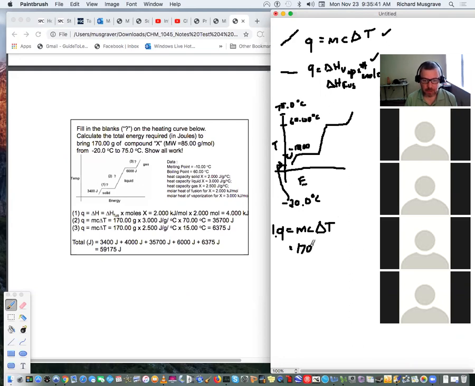The mass we're given in the problem, 170.00 grams. The C here, well, you look at the phase, and what we're looking at here is the heat capacity of solid X, which is 2.000 joules per gram per degree Celsius. And then we're looking at the temperature difference, which is going to be from minus 20 to minus 10, which is simply 10.00 degrees. Does anybody have any questions? That should be 3,400 if I've calculated it correctly. Does anybody have any questions about that calculation?